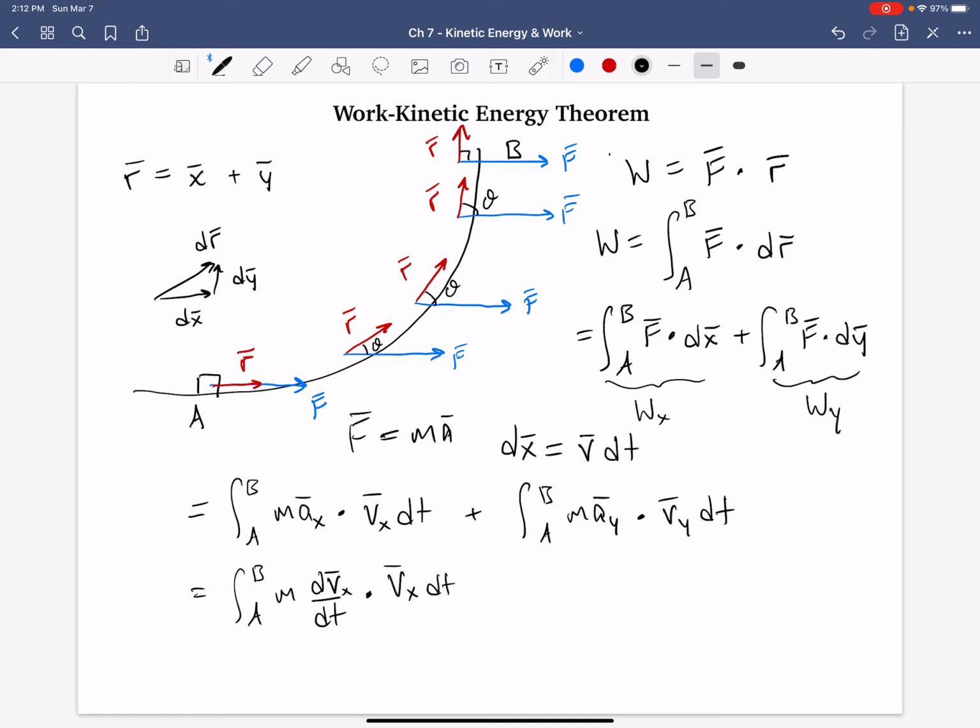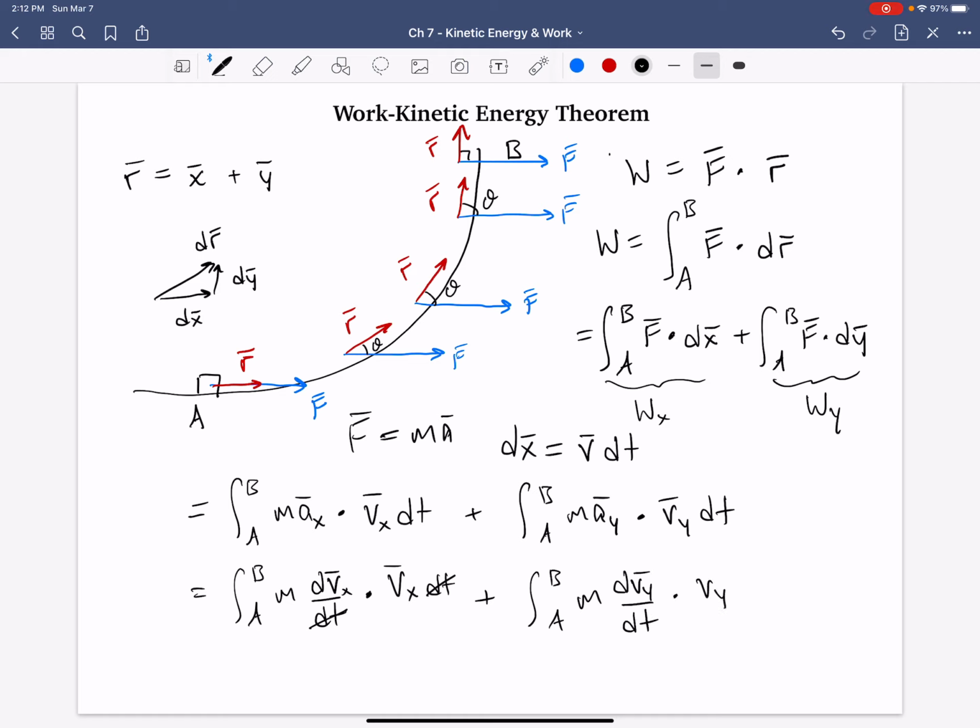That stays the same. And now look what happens. The differential time goes away. dt is on both top and bottom, so that cancels out. Same thing happens for the y direction. Let me just write that real quick.